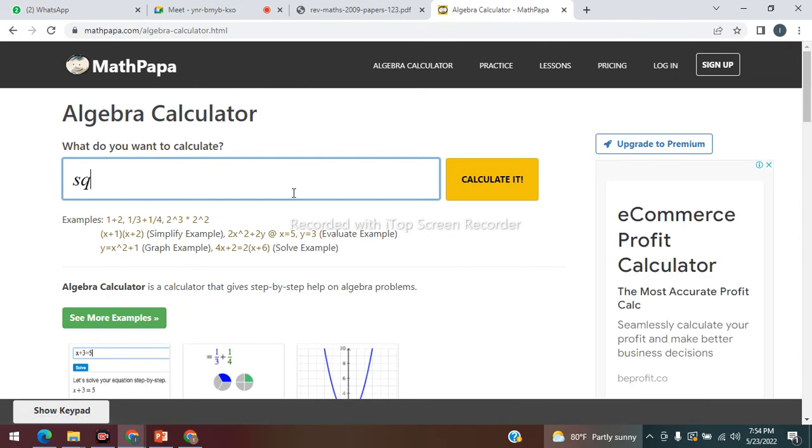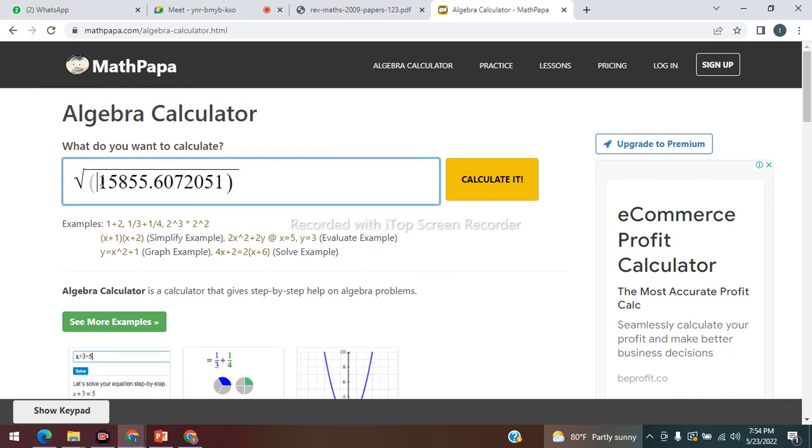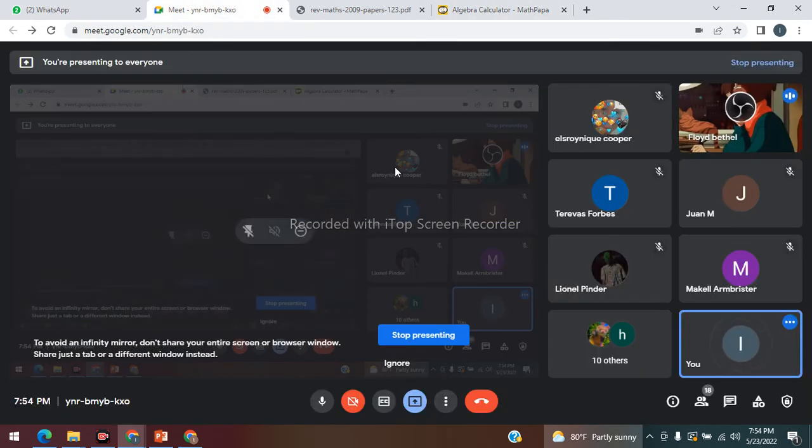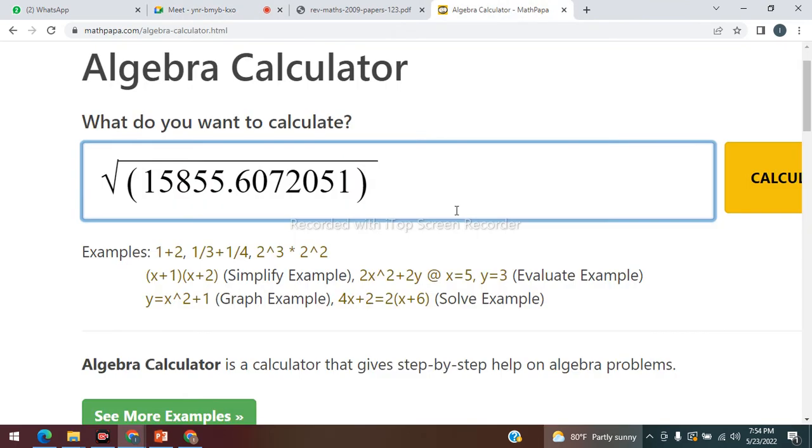Alright, so we want to do the square root of this number, right? That's what we're trying to figure out, right? That's where we left off. Yes, sir. Okay, good. What do y'all get? The square root of this number. Rounded or not rounded? Don't round it yet. I get 125.9190502.